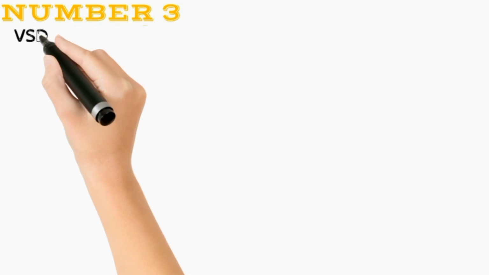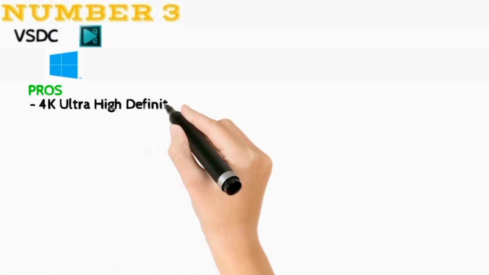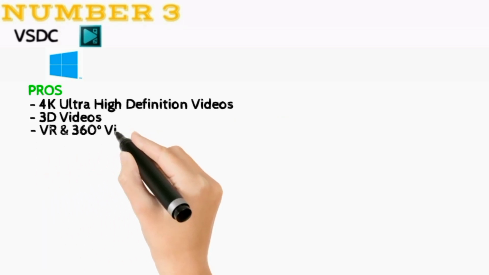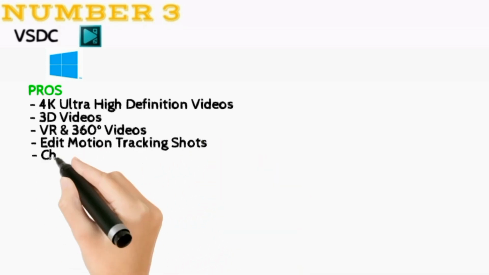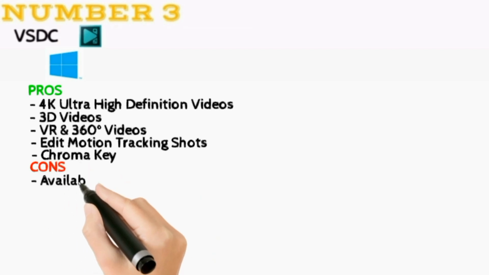At number 3, I have placed VSDC Video Editor. Unlike the previous ones, this software is only available on Windows operating system but carries wide range of advanced features for video making, like 4K ultra high definition videos can be edited along with 3D videos, as well as VR and 360 degree videos. It can also be used to edit motion tracking shots. Along with all these features, VSDC can also be used to change background of the video using chroma key option. There is a paid version of VSDC too, but the free one should be enough for editing and making normal videos. The only con I can find is that VSDC is available only on Windows.